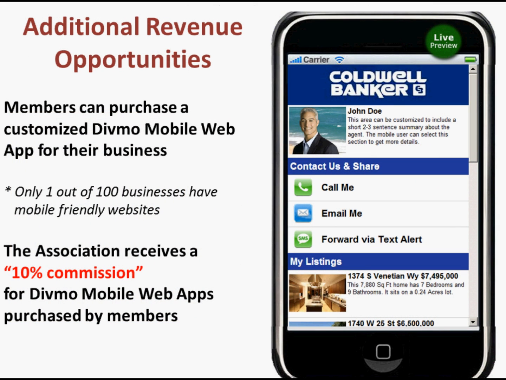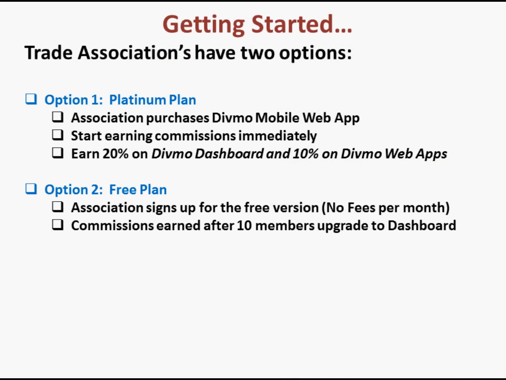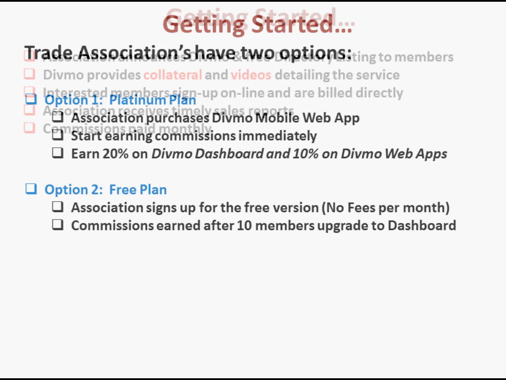There's additional revenue opportunities too. As any of the members, the people attending the trade show, purchase a mobile web app from us, we will pay 10% to the association. There's 2 different options. There's the Platinum plan, where the association purchases the mobile app from us, and then you start earning commissions immediately. And then there's also the free plan, which doesn't cost anything, but you don't start earning commissions until after 10 of the members or exhibitors upgrade to the dashboard. So you have 2 options.